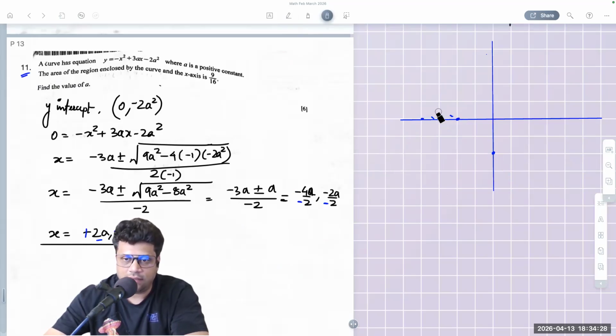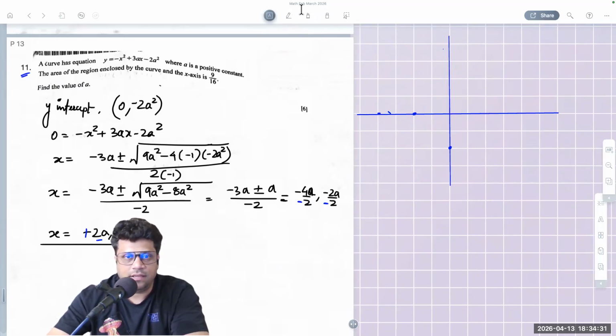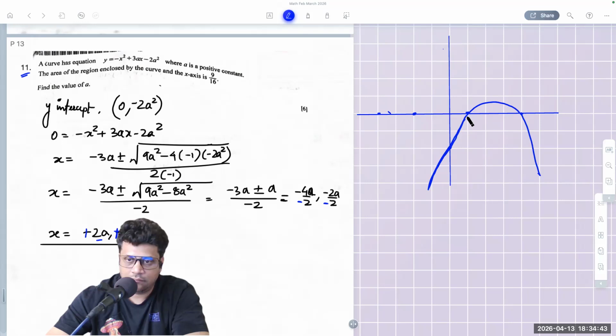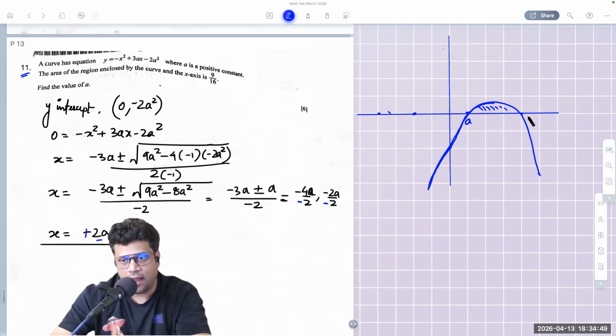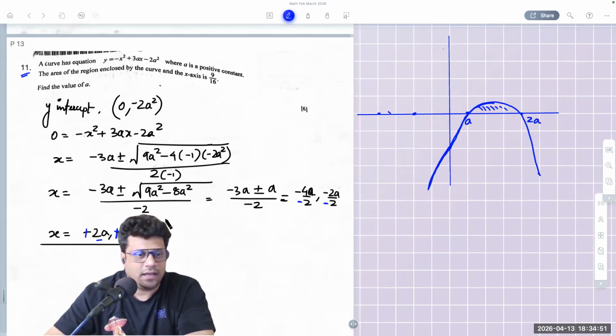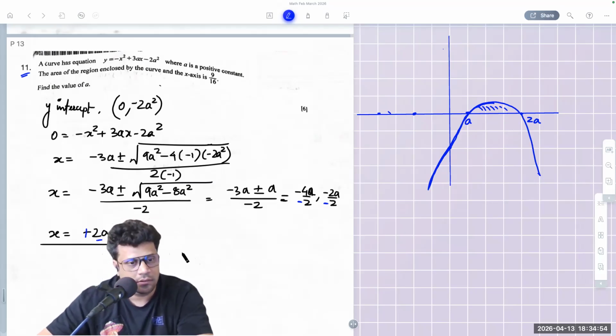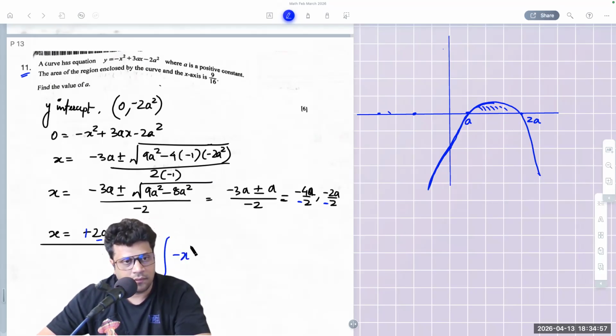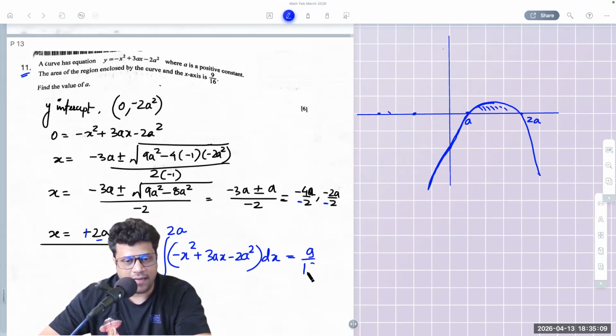Now, this is not where the curve will be for us. It is supposed to be on the other side. So we are looking at something which looks like that, and this is the area we have. That's literally a and 2a. So the curve has been integrated between a and 2a to come to 9 by 16.